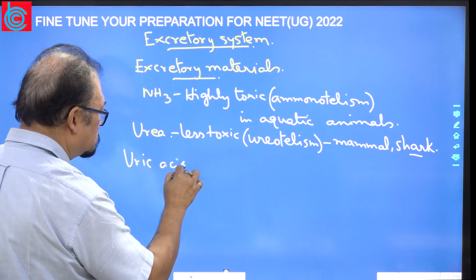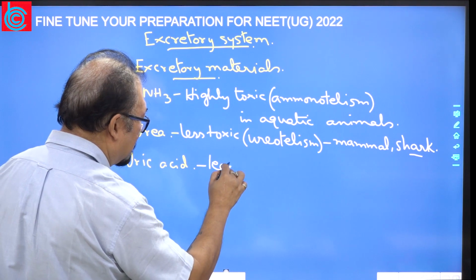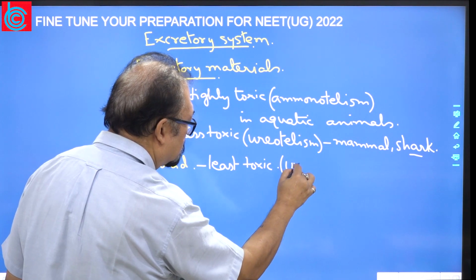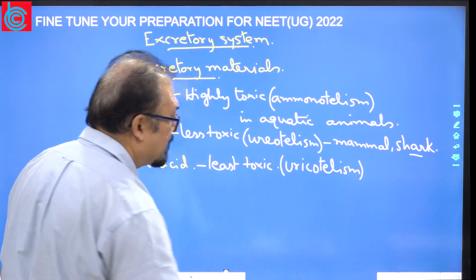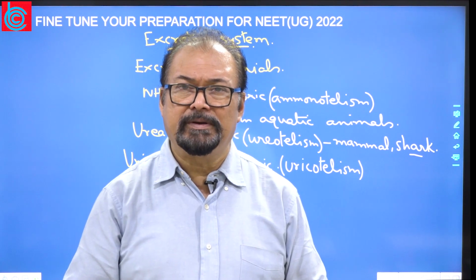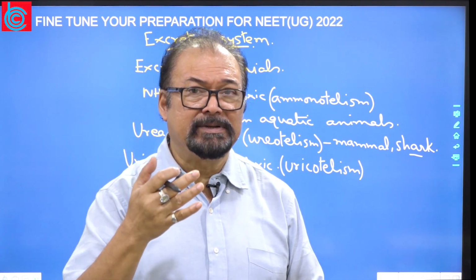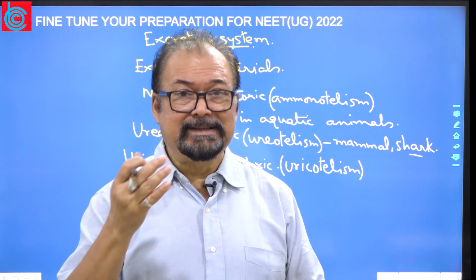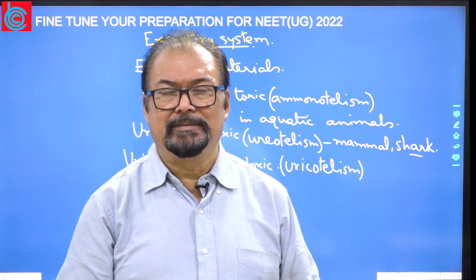Uric acid. Least toxic. Uricotelism. It is least toxic, so for some time being, it can be retained inside the body. So in which animals is uric acid excreted? What will be the examples? Which drink less or least amount of water? Insecta, reptiles, birds, they are uricotelic.